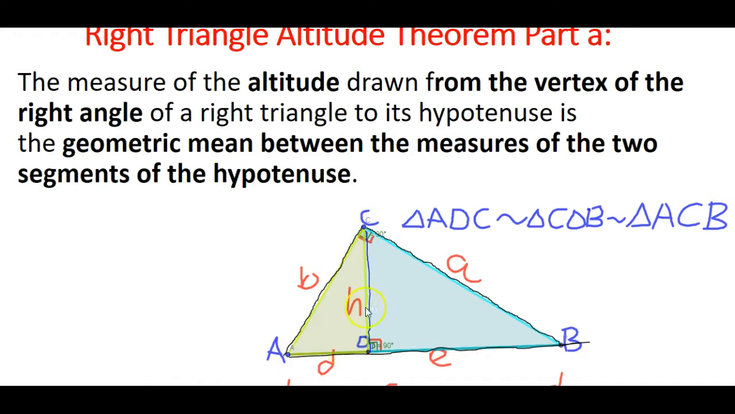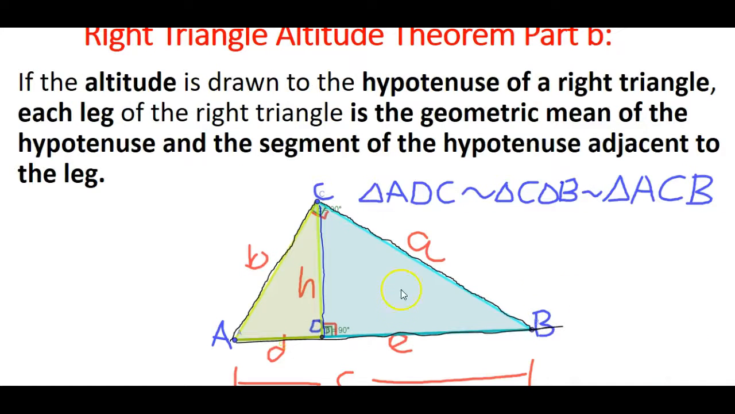So this means that h, the altitude, is the geometric mean of D and E. The second part of the theorem says that the two legs of the big triangle, each one of them is also a geometric mean, but to different sides.